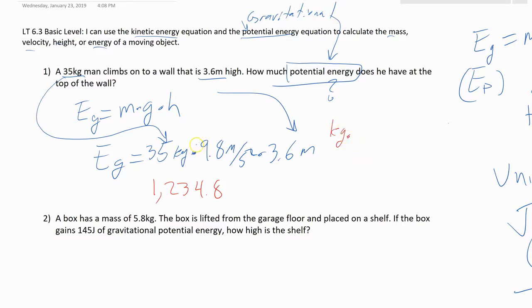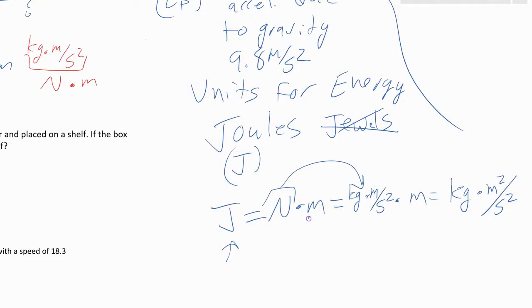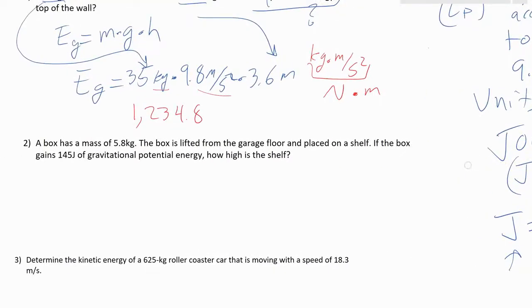So I end up with kilograms times meters per second squared, which, if you remember, is a Newton, times meters. And we said that a Newton times a meter equals a joule. And there we go. So our energy in the gravitational account equals 1,234.8 joules. That's it.